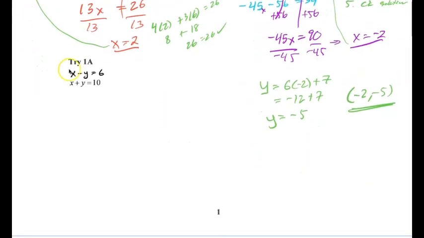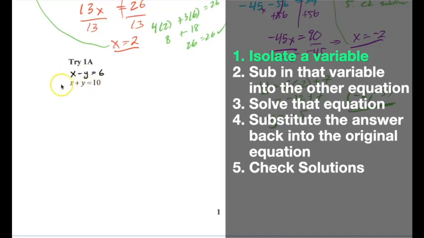Now in this one, if you notice, step 1 is to isolate the variable. None of the variables are isolated, so we have to get one of the variables by themselves. Let me look at the top one here. We have x minus y equals 6. I want to get a variable by itself. I think the easiest way to do it is let's get x by itself.